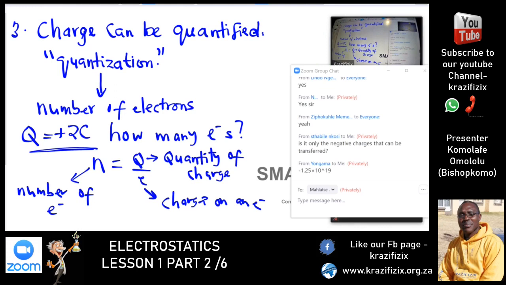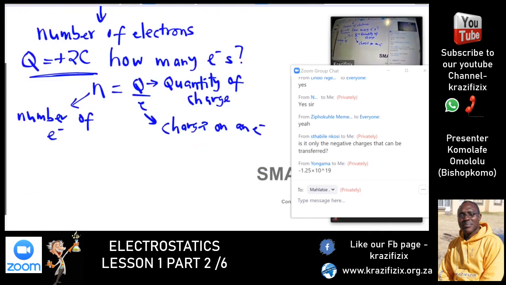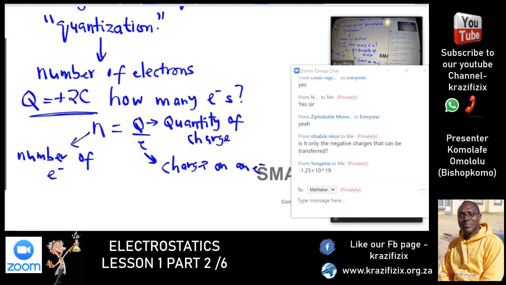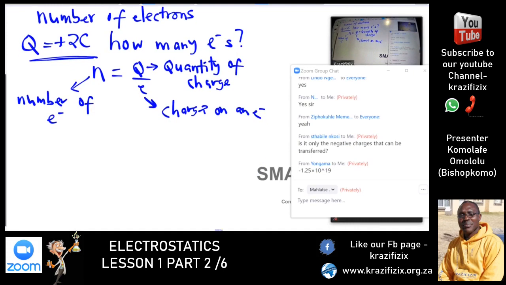Let me quickly explain something to you. Beautiful stuff here. Guys, I need you to follow me here. I'm going to use this first, and I'm going to go back to that example we did. You see this charge here? We're saying Q is 2 coulombs, positive 2 coulombs. Hold on. Watch this. Q is positive 2 coulombs. I want to ask you a question.